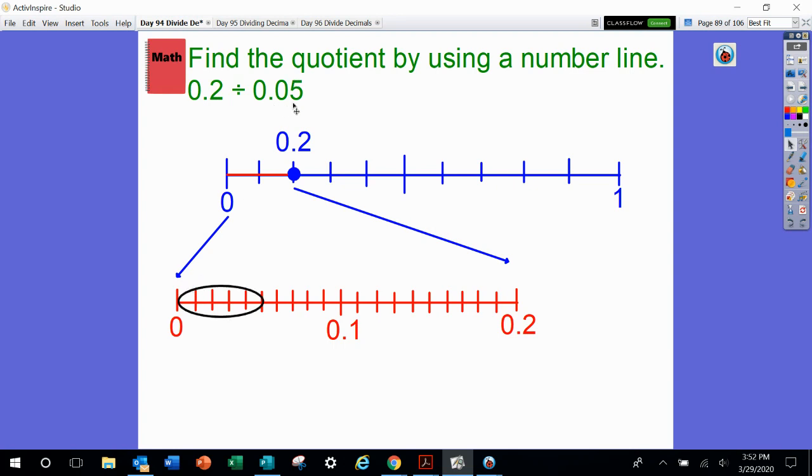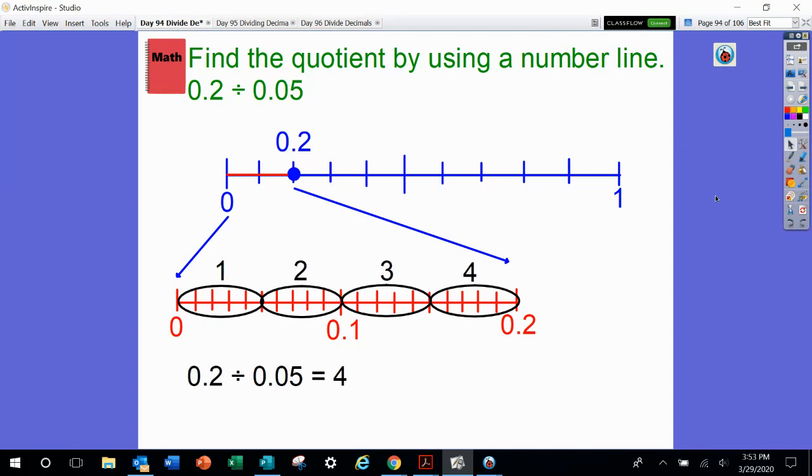So if I break it up into 5/100ths, I have 1, 2, 3, 4, 5. That's one group. 1, 2, 3, 4, 5. That's 2 groups. 1, 2, 3, 4, 5. That's 3 groups. 1, 2, 3, 4, 5. That's 4 groups. So, how many groups of 5/100ths can we make from 2/10? We can make 4 groups.